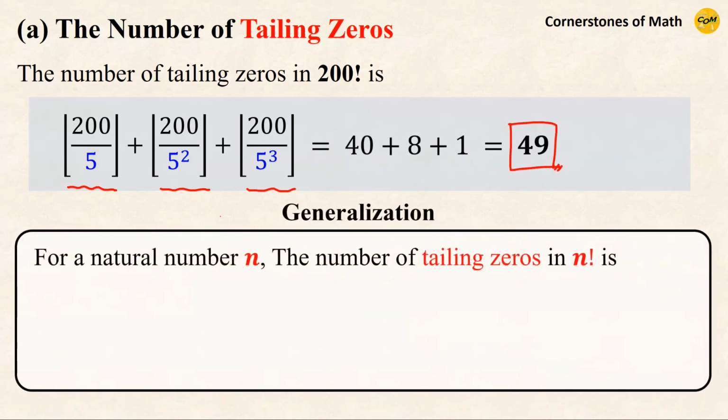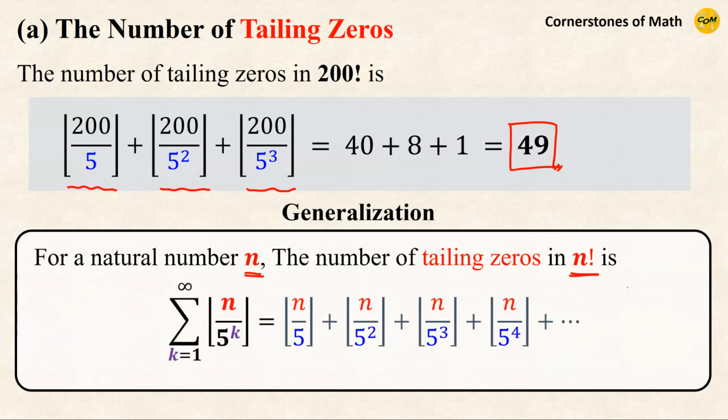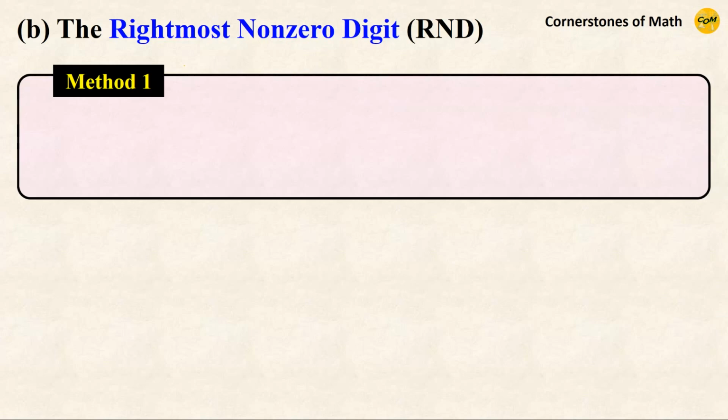And we can easily generalize this result to an arbitrary natural number n. The number of trailing zeros in n factorial can be obtained by this infinite series. Alright, now the second part of the problem, the rightmost non-zero digit of 200 factorial.